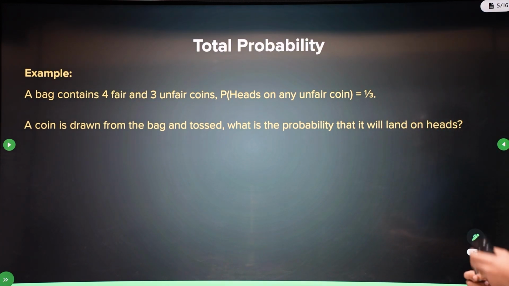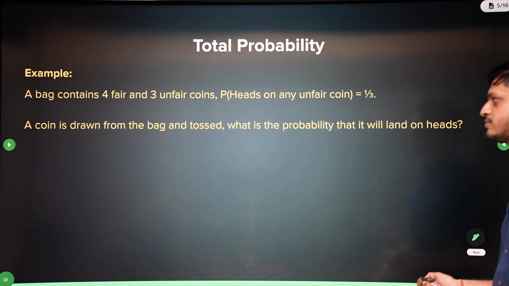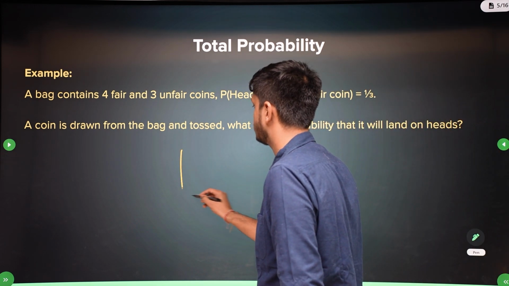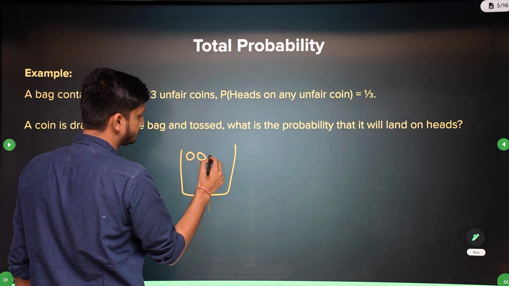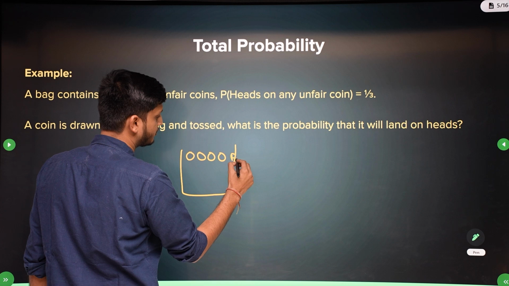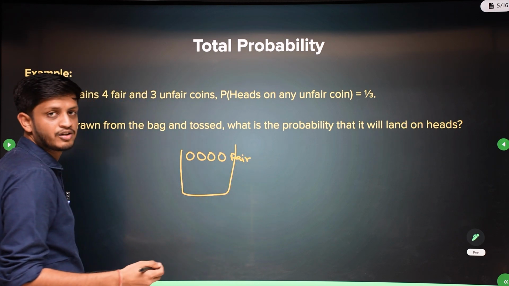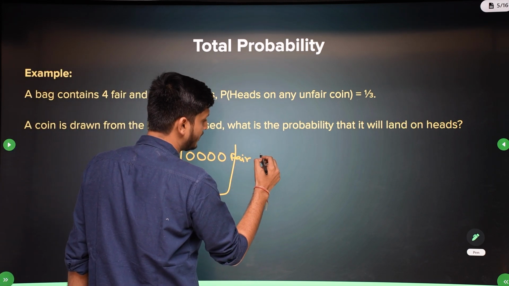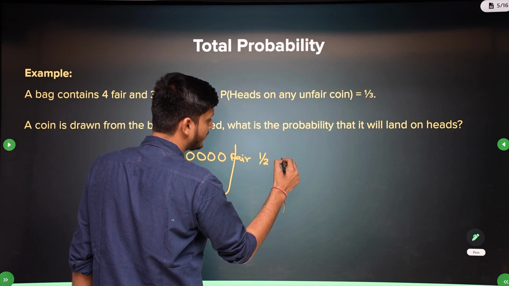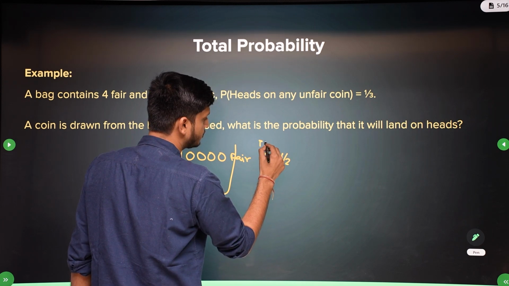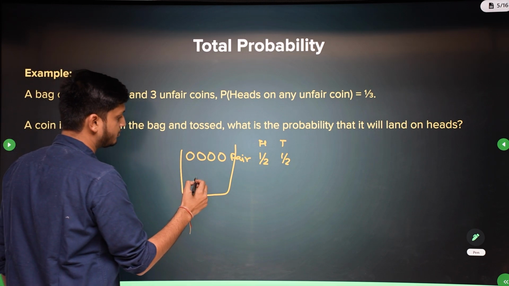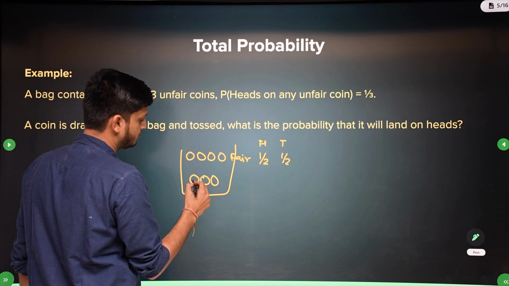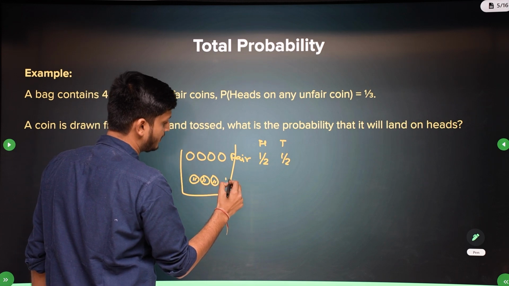A bag contains 4 fair and 3 unfair coins. Okay, simple. Again, I always draw. So a bag contains 4 fair coins. They are fair. What do I mean by a fair coin? The probability of it landing heads is 1/2 and tails is also 1/2. And there are 3 unfair coins.